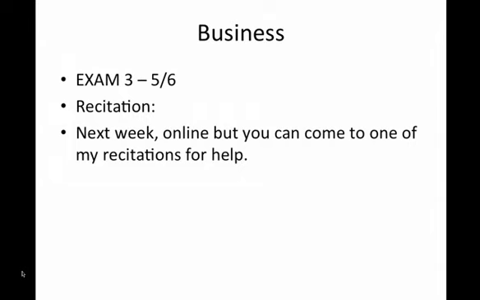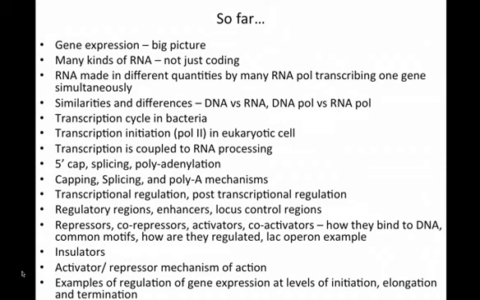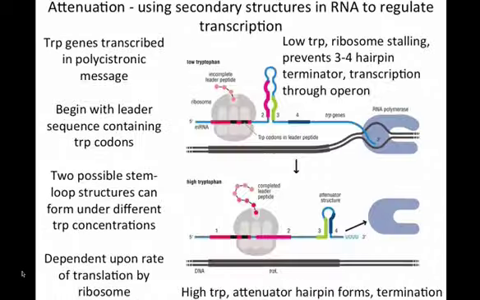Okay, this is all we've done. This is pretty much like a shorter version of what I gave you guys to work through for the recitation review sessions. What we did yesterday was different mechanisms of action of activators and repressors, and some examples of regulation of gene expression at the levels of initiation, elongation, and termination. And so what we ended with was an example of regulation at termination, which was attenuation.